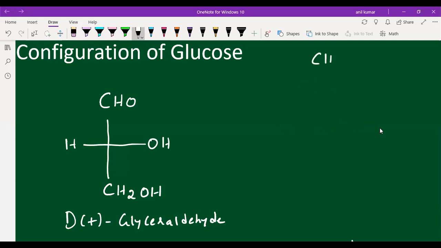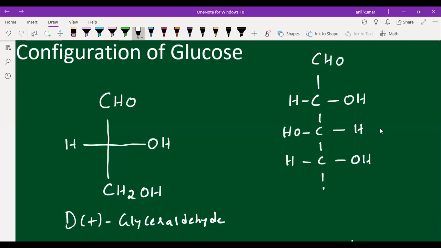In glucose also you have the aldehydic carbon. On the second carbon, the left side has hydrogen and the right side has OH. On the third carbon, the left side has the OH group. Very important, the right side has H. On the fourth carbon, the left side has hydrogen and the right side has the OH group. The fifth carbon has the same, hydrogen and OH. The sixth carbon is CH2OH.